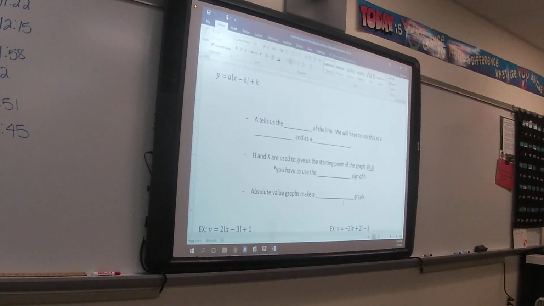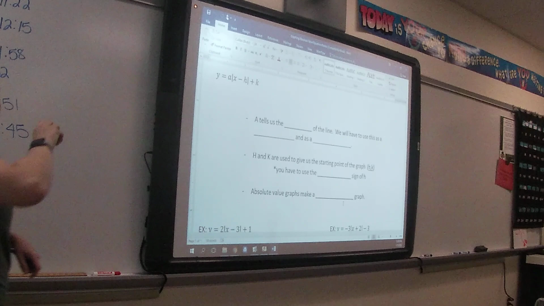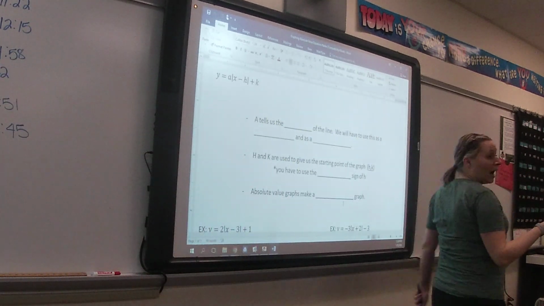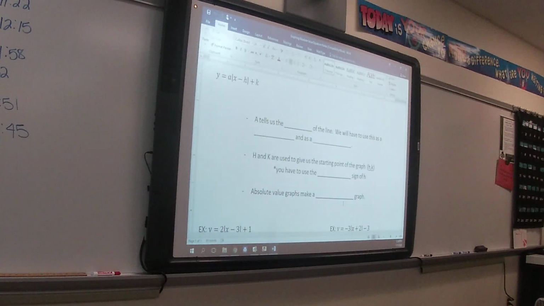mean? The distance from 0. Right? The distance a number is from 0. Distance is always positive. So it makes a number, whether it's negative or positive, always become positive.